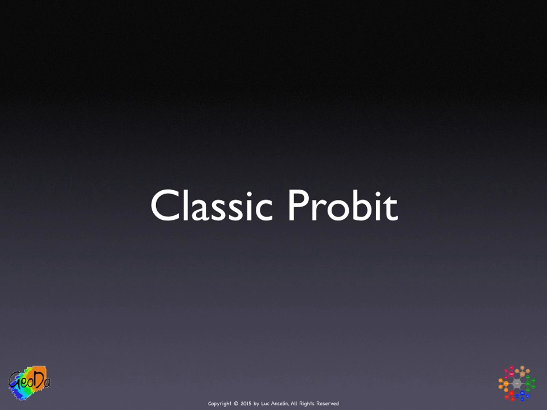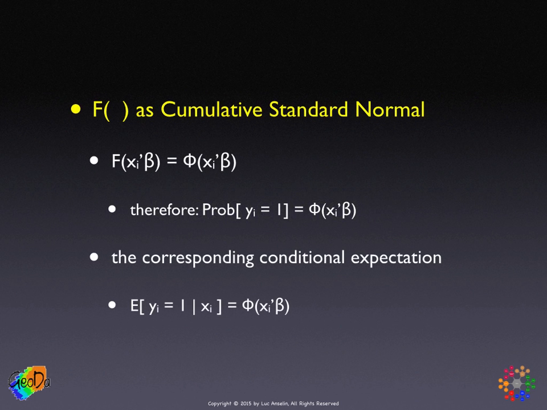Now a few words about the classic Probit and the classic Tobit models. As I already mentioned, for the Probit model we'll take the function in the index expression as a cumulative standard normal distribution. So the f of x sub i beta that we used in the previous expressions is now the same as the phi of x sub i beta, which is the cumulative distribution in the standard normal.